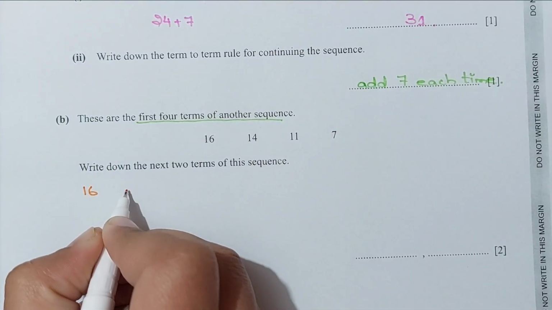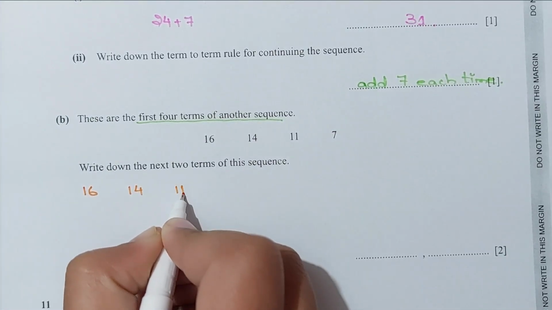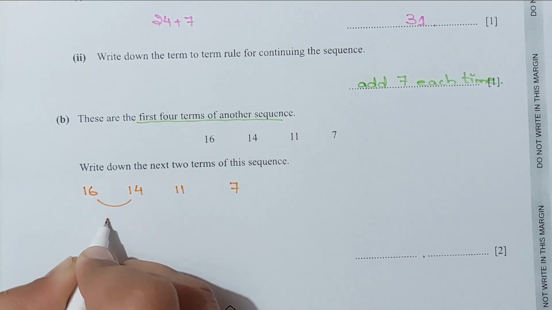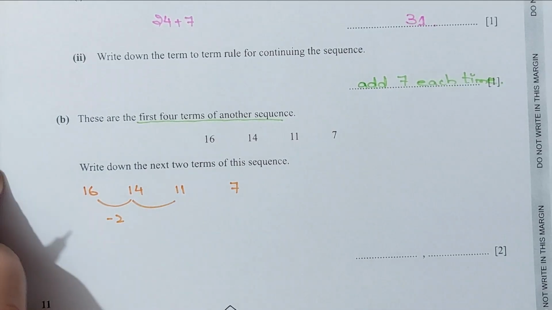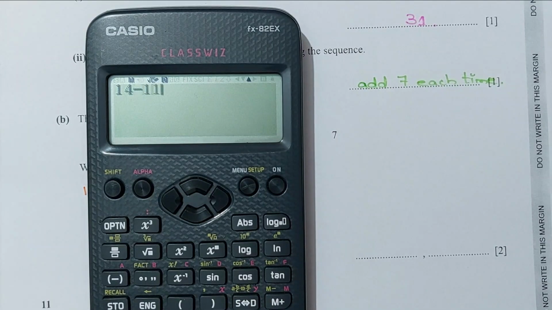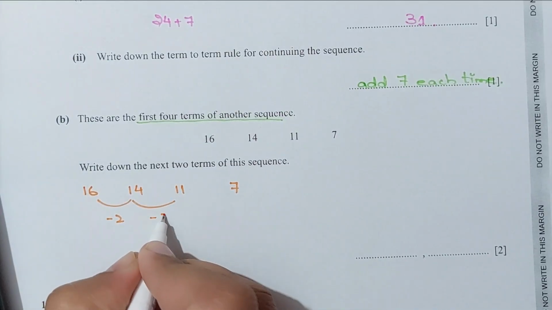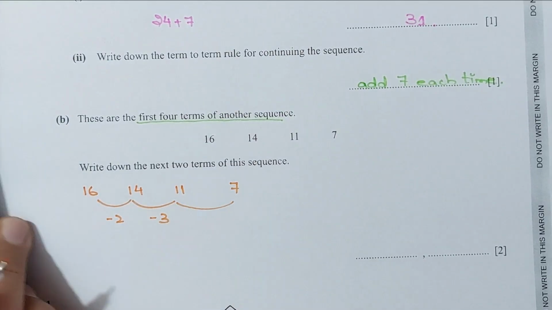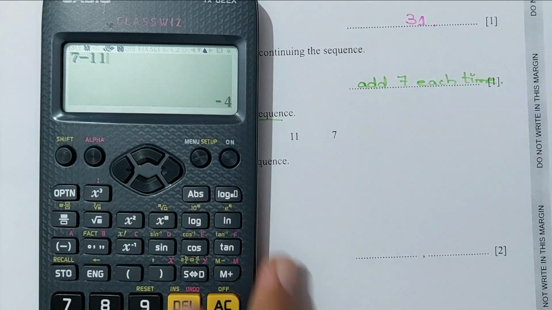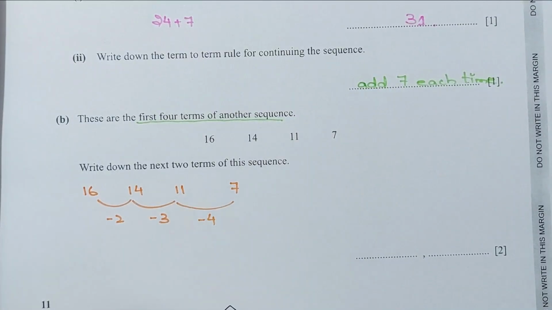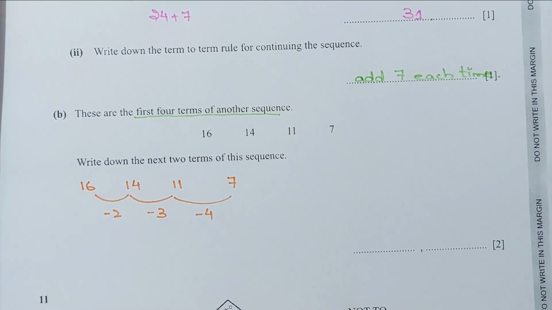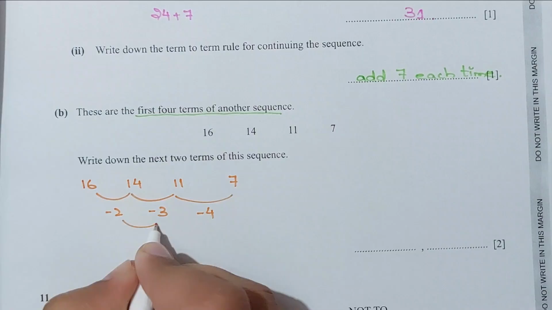16, 14, 11 and 7. So minus 2. In 14, we subtract 3. And in 11 to 7, subtracting 4. This is not a linear sequence. It's a quadratic sequence. Its second difference is constant.